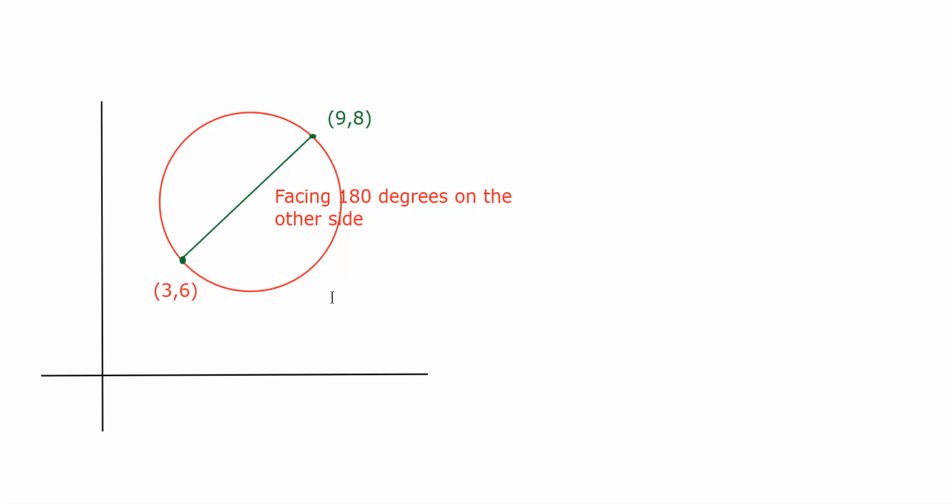Okay, that's a lot of fun. I've given you 2 points on the circle. You have to know they're 180 degrees from each other for this next method to work. And then I say, find the center and radius of the circle.